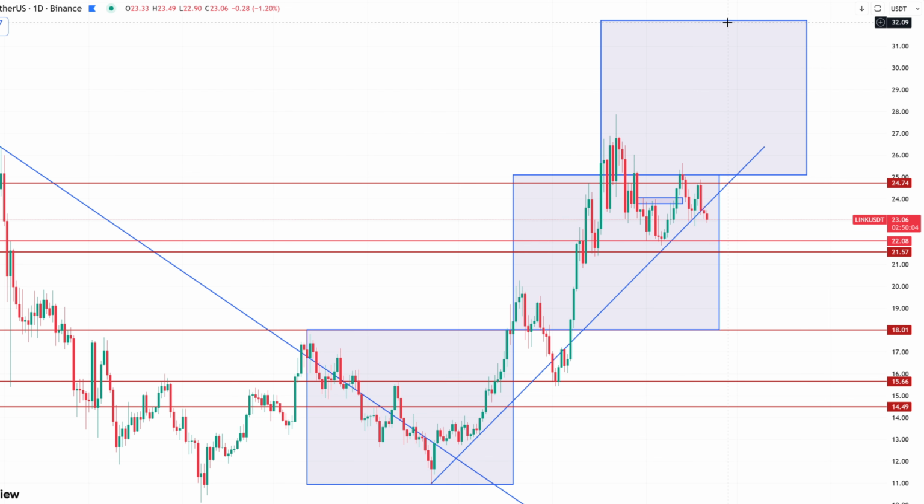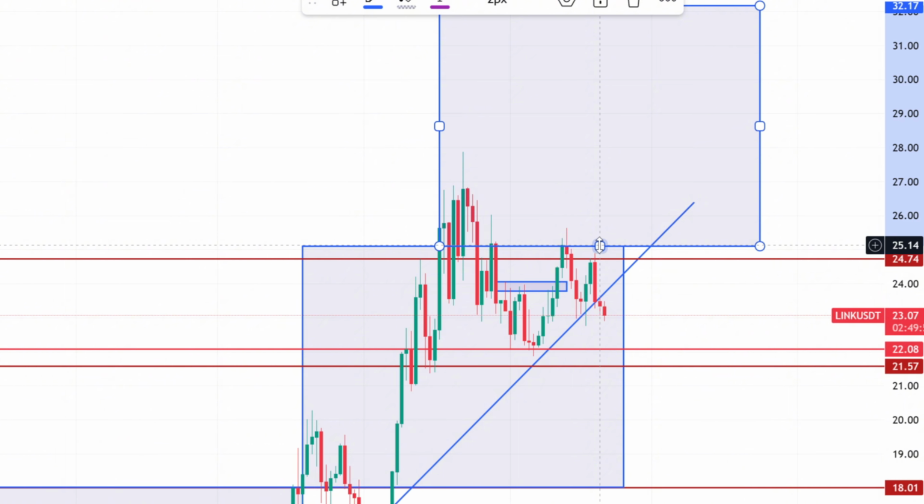First things first, let's talk about the price target right here, $32.17. As you may already see, this price target has just become invalidated. Normally what we want to see from the time perspective is that we are back in this rectangle latest when the second half of the rectangle has started.